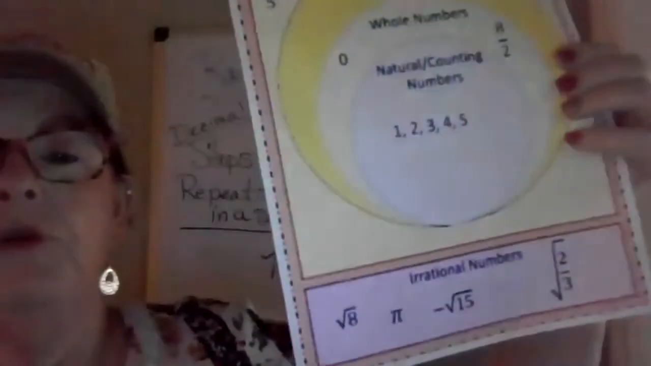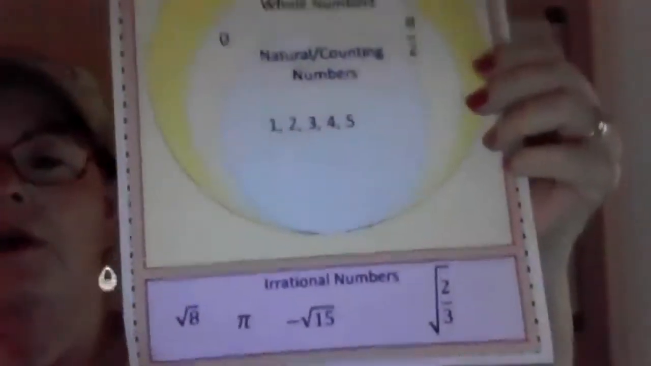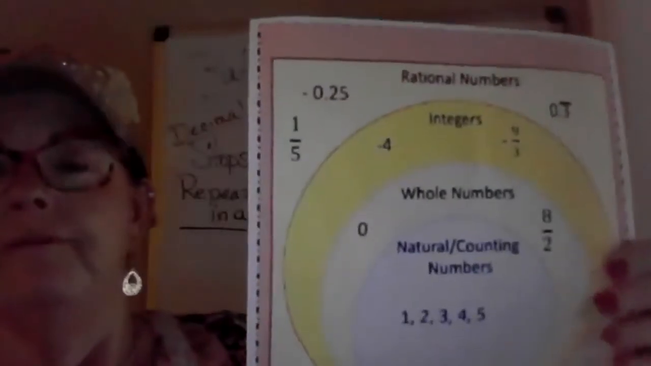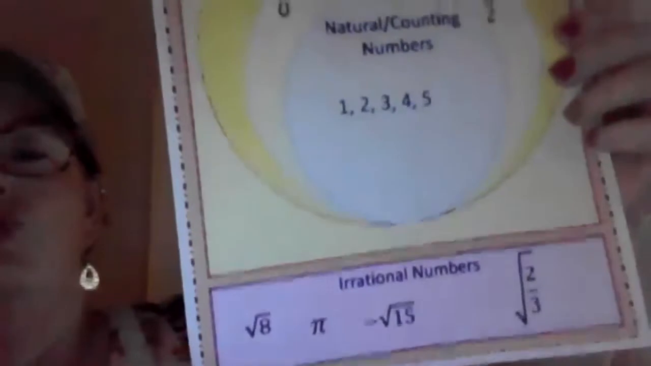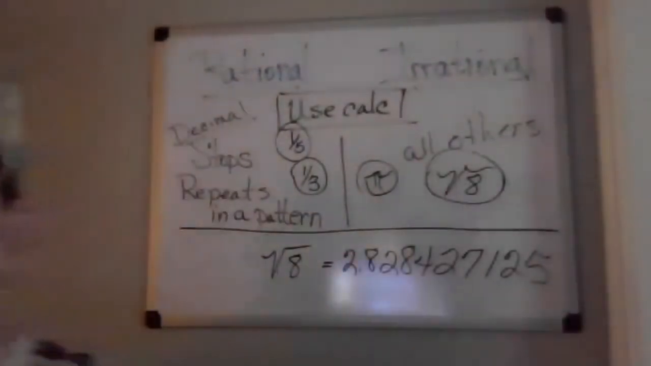It will help you. The only thing that's not on this chart is that all of everything that is on here are real numbers. I don't know why it didn't get on here, but everything here is real numbers. We didn't put imaginary numbers on this chart. So you'll have one of those for your binder.